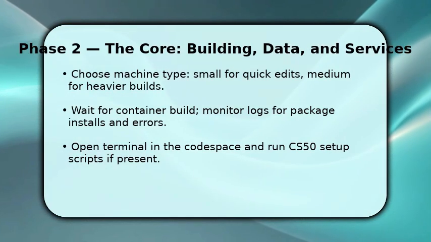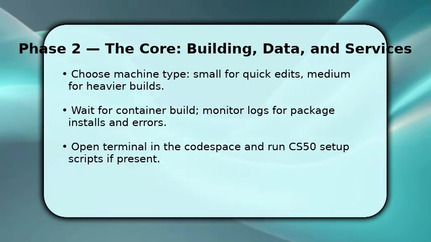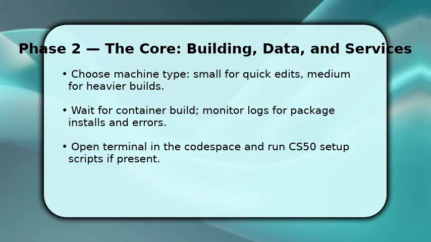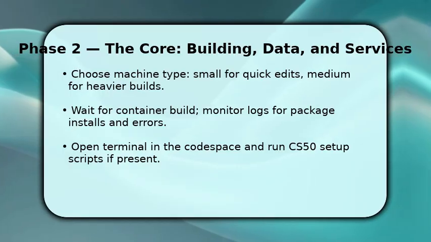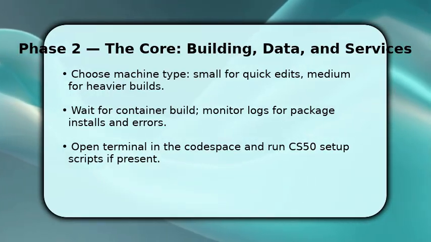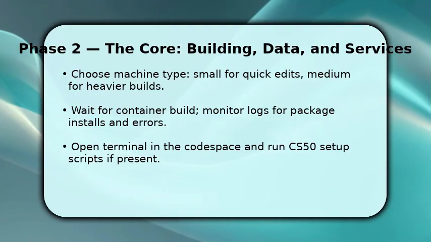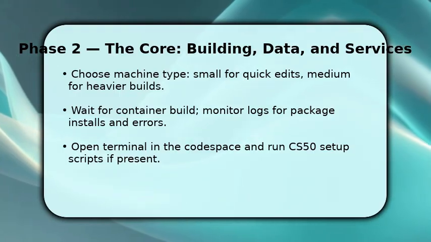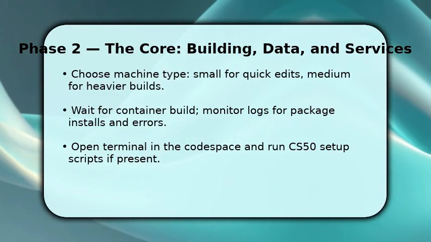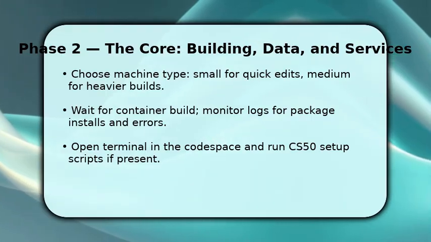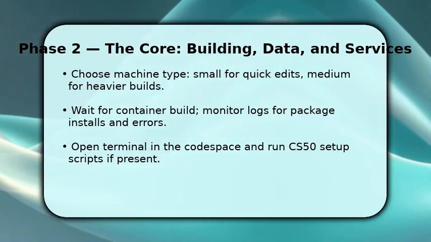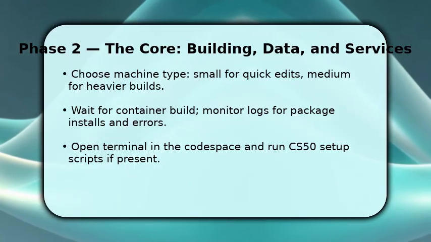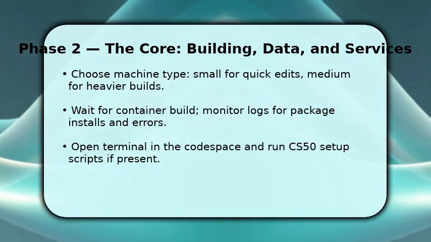Once the Codespace starts, pick an appropriate machine. Small saves resources for quick edits, medium gives more CPU for compilation. You will see a build log. Watch it closely because the Dockerfile installs needed tools. If the repo includes a setup script or devcontainer.json, run or allow it, that installs libraries like Clang, Make, or Python dependencies. Make sure to open the integrated terminal and test a simple compile or run command so you verify the environment matches CS50 expectations.